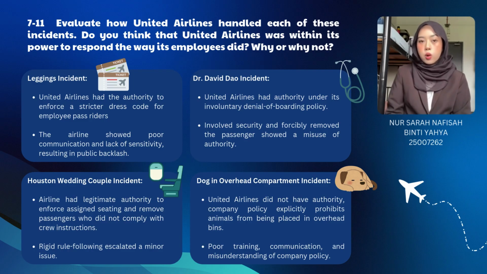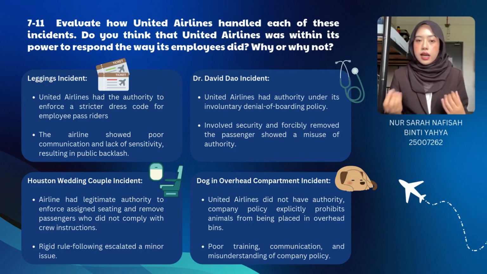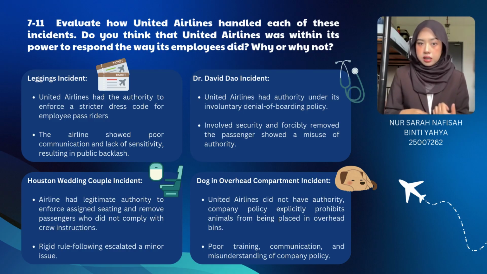The second incident was the case of Dr. David Dow. So, United Airlines also had the authority in this incident under its involuntary denial of boarding policy. So, this basically allows the airline to remove passengers during overbooking situations. Nevertheless, the decision to escalate the situation by involving security and forcibly removing the passenger revealed a misuse of authority. So the outcome highlighted how behavior guided by rules and procedures may limit the employee's ability to handle the issue ethically, resulting in negative consequences.